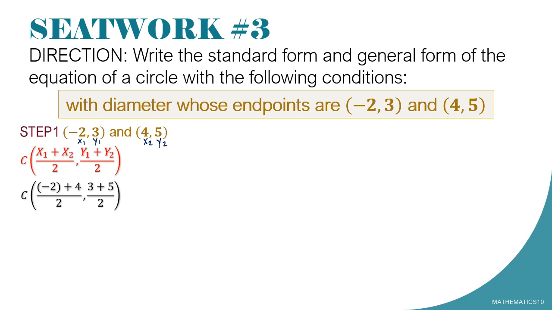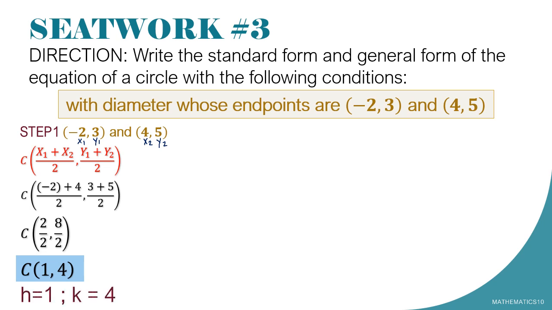Here I have x sub 1, which is negative 2, x sub 2 is 4, y sub 1 is 3, and y sub 2 is 5. So combine the necessary values. We have positive 2 divided by 2 and positive 8 divided by 2. Simplifying further, we have 1, 4. This is the coordinate of our midpoint or center of the circle, and therefore we can say that our h is 1 and our k is positive 4.